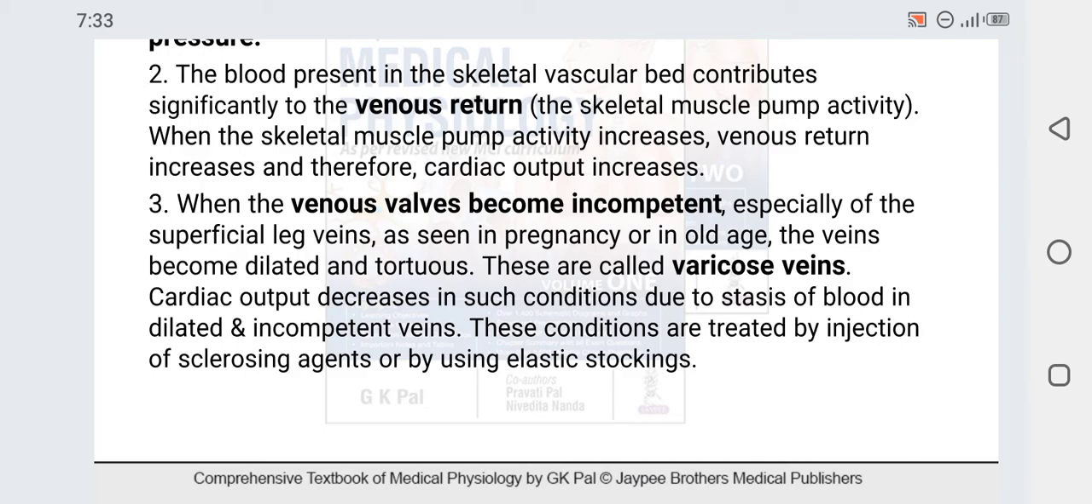So, this is all about the skeletal muscle circulation, and next is splenic circulation, that is the abdominal visceral circulation. So this is all about this topic.